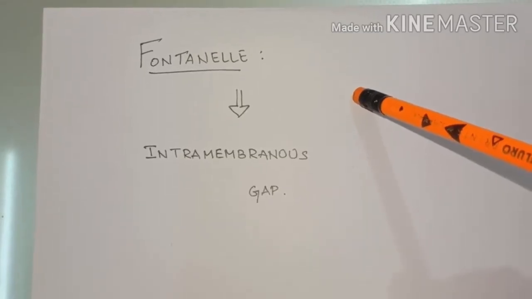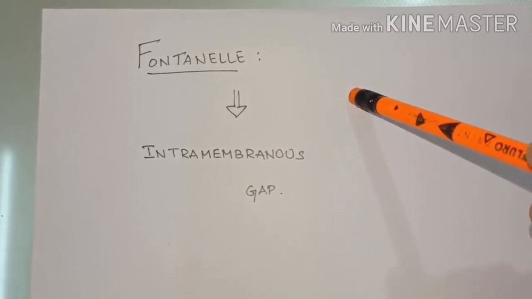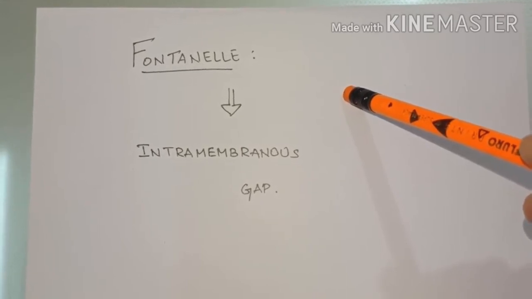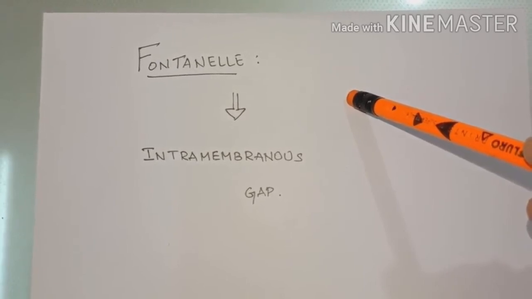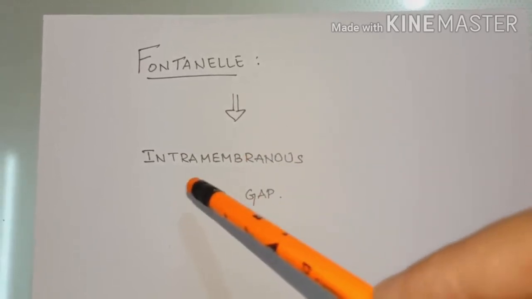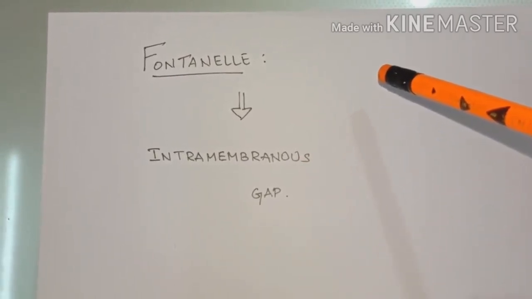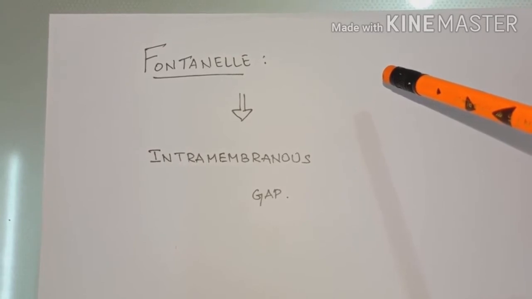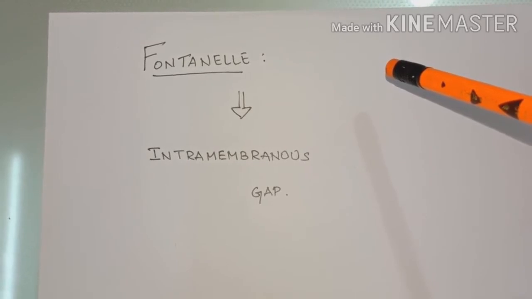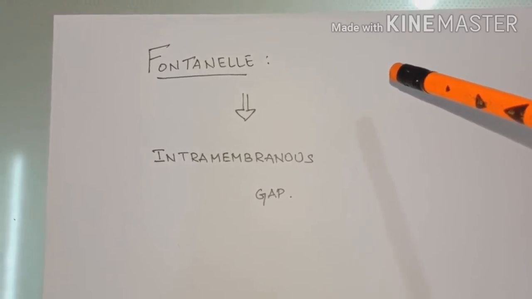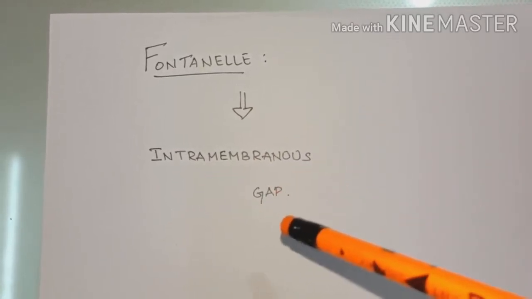A fontanelle is an anatomical feature of the infant human skull, that is the baby's skull, where the skull bones haven't fused together. So it forms an intramembranous gap.